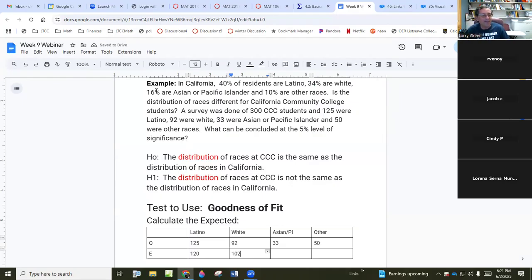Okay. And then we expect 16% to be Asian or Pacific Islanders. And 16% of 300 is 48. And then we would expect 10% to be other races. 10% of 300 is 30. Any questions on that? Any questions on how I came up with the table?